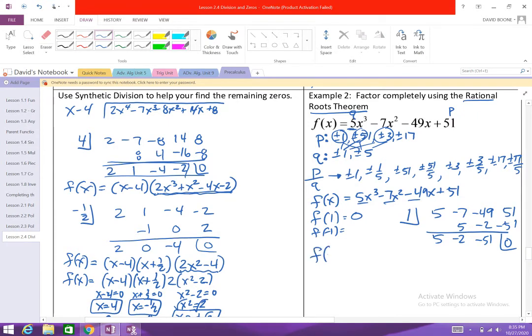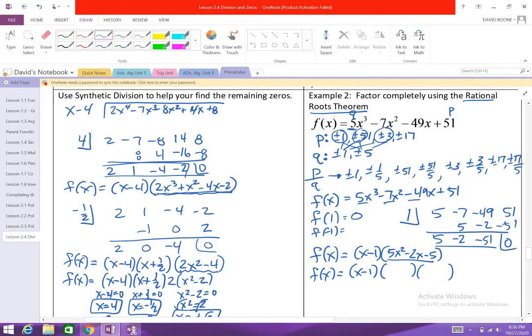So what I do know is that 1 is a 0, so that makes x minus 1 a factor. And here would be what my quotient would be. So again, 1 less than the starting value, so this would be 5x squared minus 2x minus 5. And then it's just factoring that piece. So you got x minus 1, and that should factor into 2 binomials.